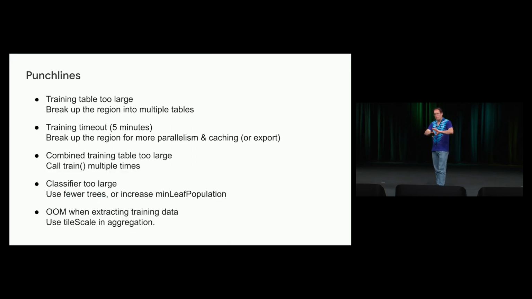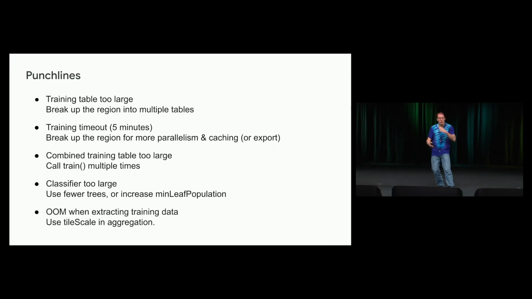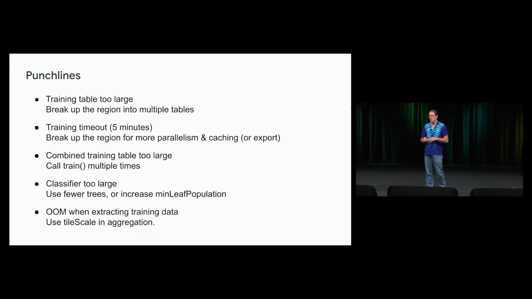All right, so the punchlines for all those things. If your training table is too large, you hit computed object is too large, break it up into multiple tables. If you hit a training timeout, break it up for more parallelism and separate caching, or just export the whole table. That tends to be sort of the catch-all for a lot of the problems: stop trying to do everything interactively in one session, export a training table, export your covariates. That often will fix a lot of those problems.